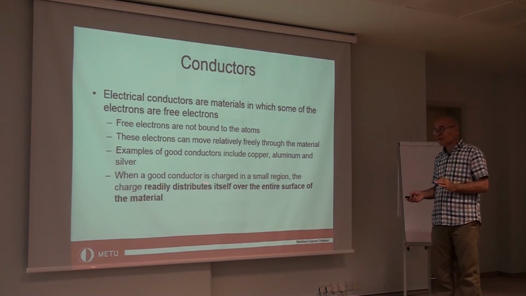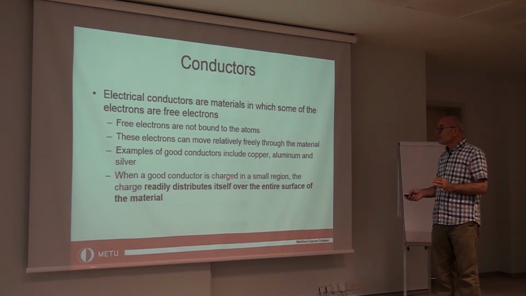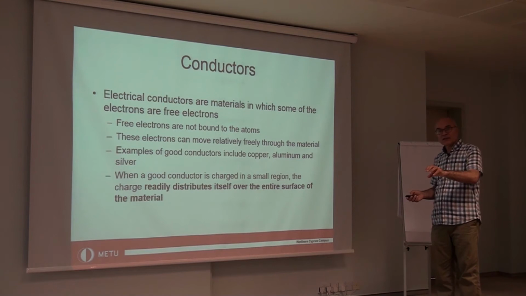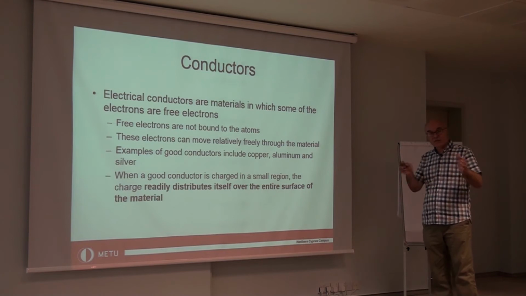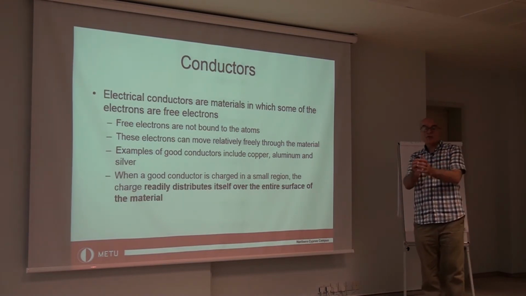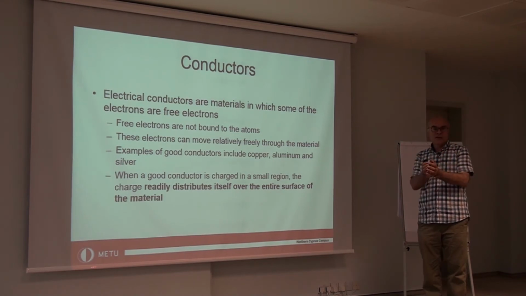Now, another very important property of conductors, because the electrons here can move freely, and it explains a lot actually of the properties of the conductor, is that when you have an excess charge in a small region of the conductor, then that charge distributes itself over the entire surface of the conducting material. So what does this mean? If you have an originally neutral sphere of silver, for example, and you add some electrons to this sphere at some point, then these electrons will not remain there.